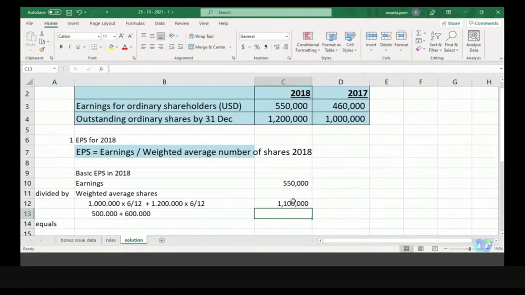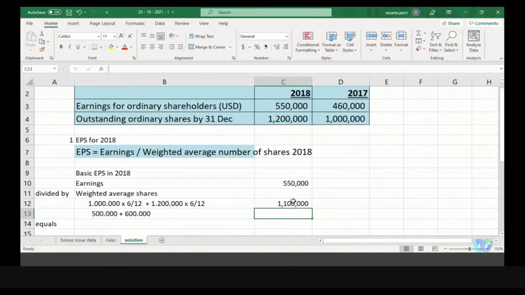But actually, this is not an issue of common ordinary shares. This is a bonus issue. We have issued shares with no consideration. That is, we are increasing the number of shares, but we are not having any resources coming into the company. Therefore, I need to take into consideration as if the bonus issue has been since the beginning of the period.